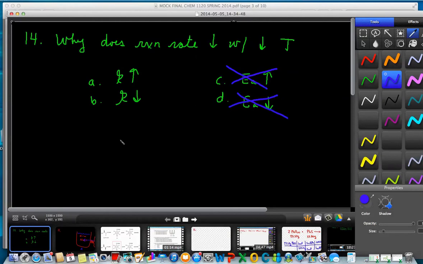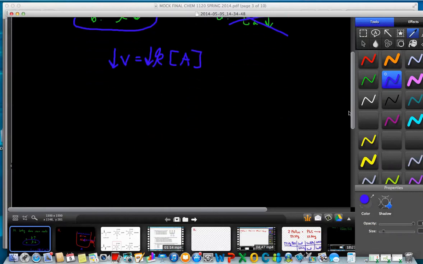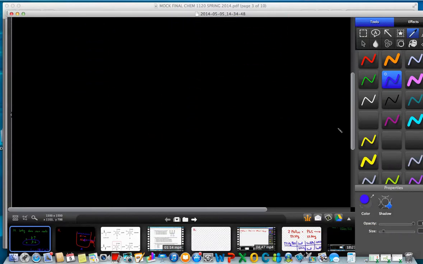The reaction rate is proportional to this rate constant. So if this is going to decrease, then the rate constant must decrease, which makes B the best answer. So temperature exerts its effect by changing the mathematical value of the rate constant.